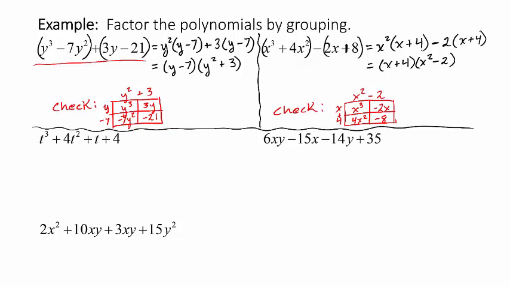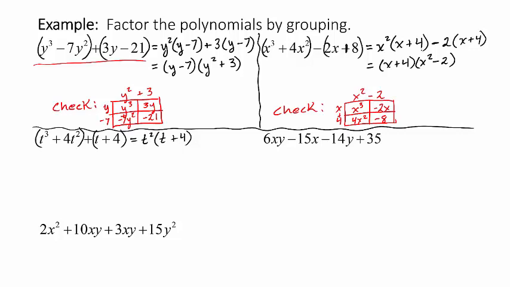Okay, so moving down here to t cubed plus 4t squared plus t plus 4. Again, no common factor we can pull out, so I'm simply going to group the first two terms and the last two terms. Okay, in the first two terms, t cubed plus 4t squared, I can pull out a t squared. And then remaining will be t plus 4, right? Since t squared times t is t cubed, and t squared times 4 is 4t squared.